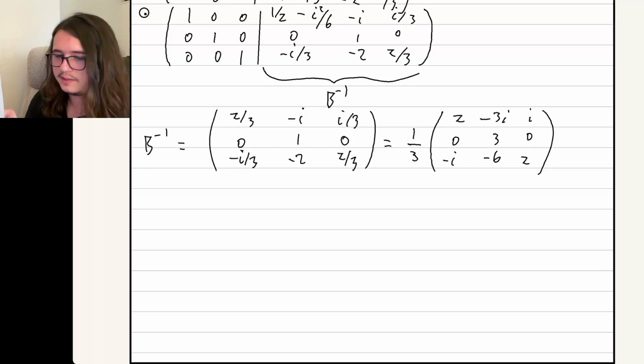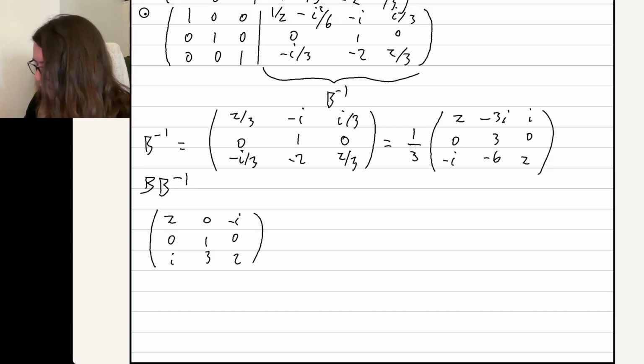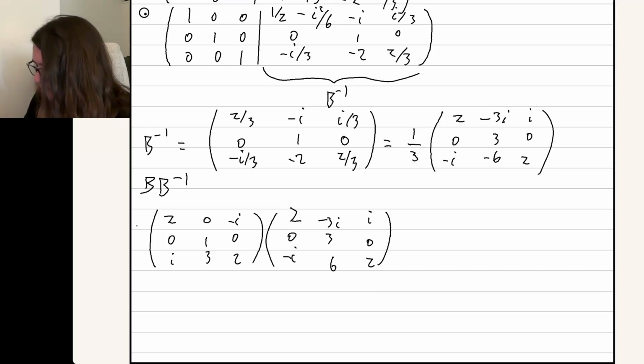The next thing that Griffiths wants us to check is if we multiply the matrix B by its own inverse, that it equals 1. So let's just do the multiplication of B with its inverse. So B was 2, 0, i, 0, 1, 3, minus i, 0, 2. The B inverse, we just found it was 2, 0, minus i, minus 3i, 3, 6, i, 0, 2, and then it's all multiplied by a 1/3.